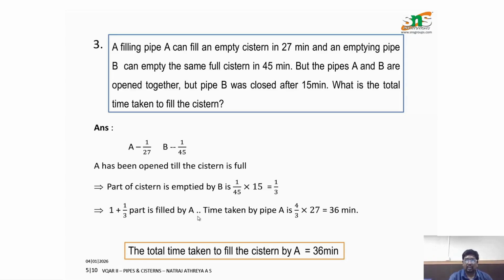Because it has to fill the tank, even when it is drained out, we have to include that as well. So adding 1 plus 1 by 3, how do you do it? You can take the common denominator, 3. 3 ones are 3, 3 plus 1 is 4, so it becomes 4 by 3. Time taken by pipe A is 4 by 3 multiplied by 27 minutes, since 27 minutes is what it takes to fill it. So 4 by 3 into 27 is 36 minutes. The total time taken to fill the cistern is 36 minutes.